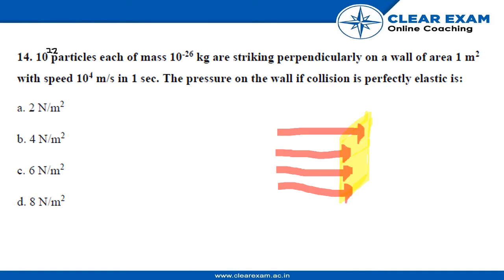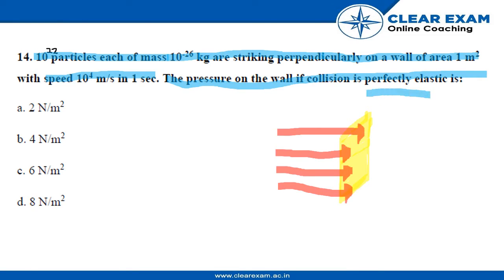So in this question, 10^22 particles, each of mass 10^-26 kilograms, are striking perpendicular to a wall of area 1 meter square, with the speed of 10^4 meter per second in 1 second. Okay, so we need to find out the pressure if the collision is perfectly elastic.